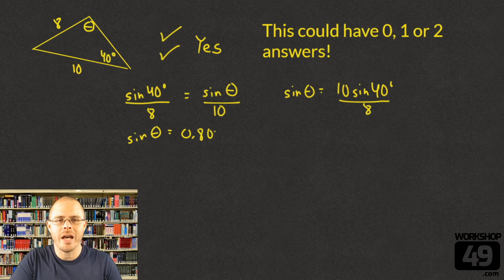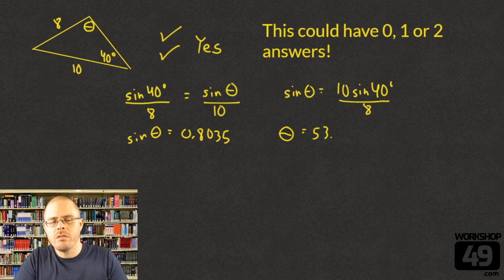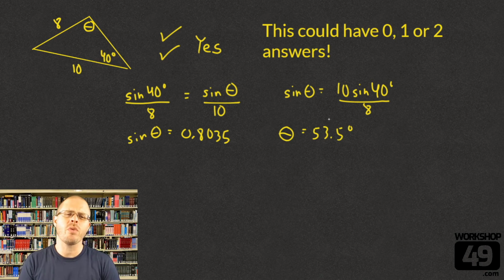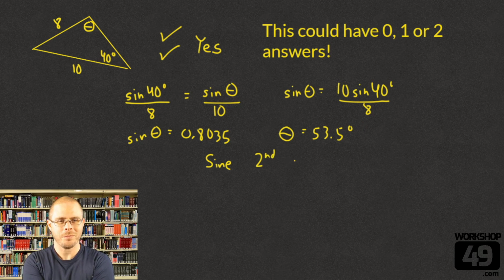We can plug and chug that out. We get sine of theta is equal to about 0.8035. Inverse the sine of that, about 53.5 degrees. Bam! We got it. But that means that we have at least one answer. And if you have at least one answer, there's probably two.